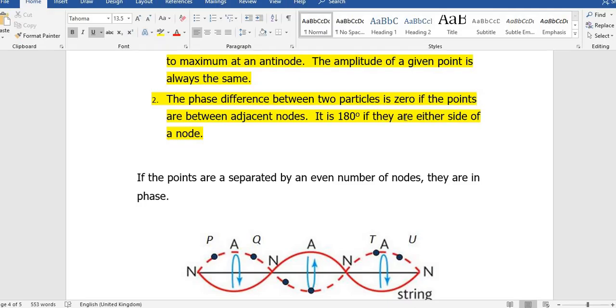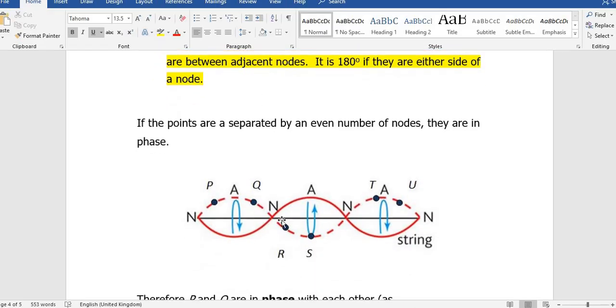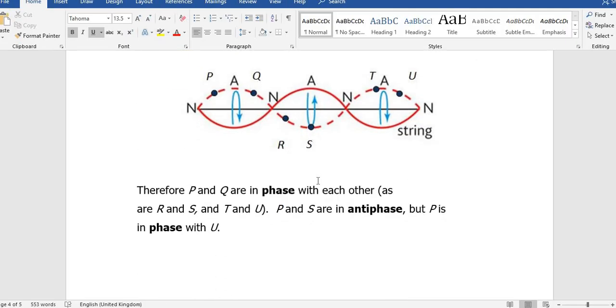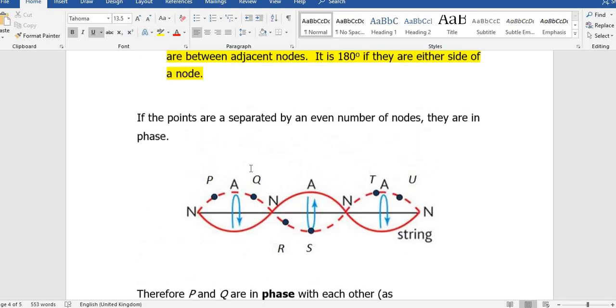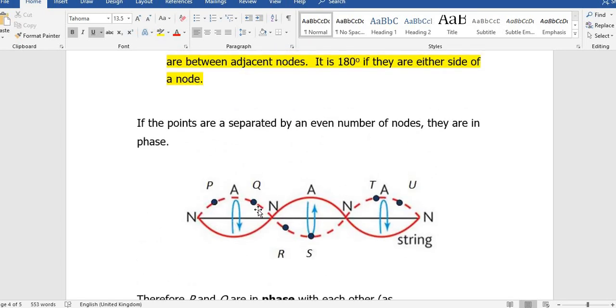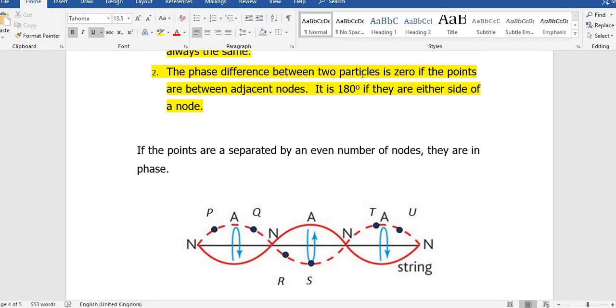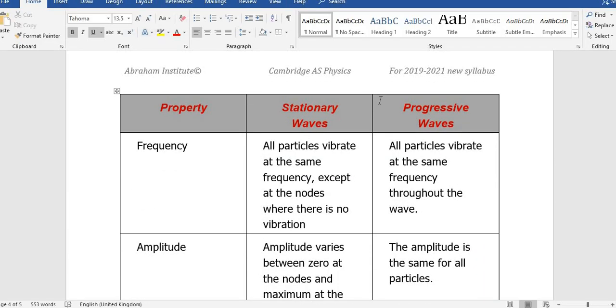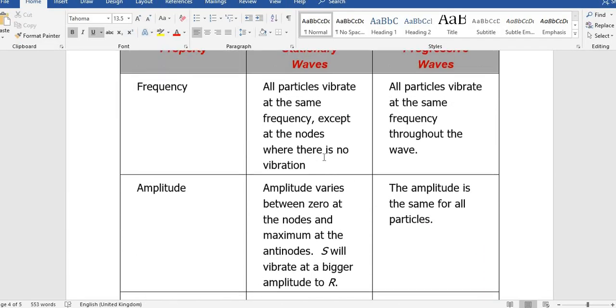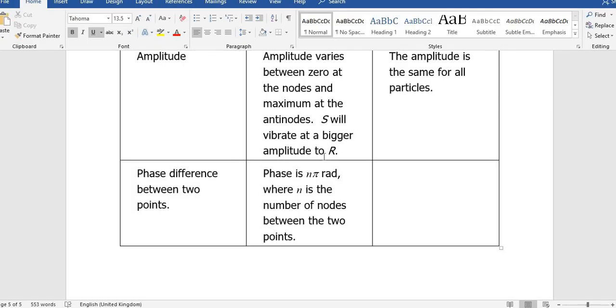But it is 180 degrees if they are either side of a node. So here is the node, on either side they have a phase difference of 180 degrees, because when this moves up, this will move down. So this whole thing between the two nodes moves up together. So that's why any 2 points between nodes, for example P and Q, will have a phase difference of 0.